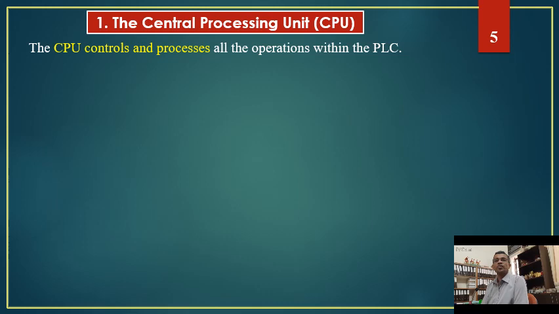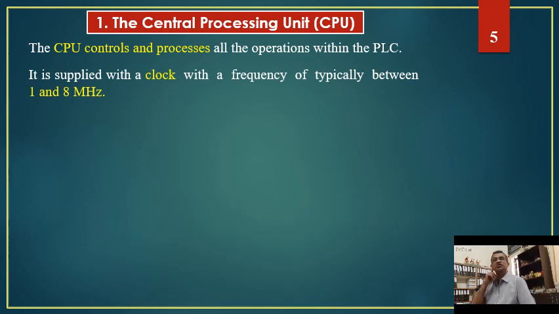First of all, let us see the central processing unit or a CPU, which is used in any PLC. The basic CPUs are often called as heart of the system because it is the CPU that controls and does all the processing job on the inputs. So the CPU controls and processes all the operations within any given PLC.